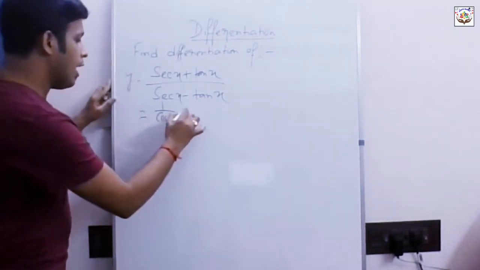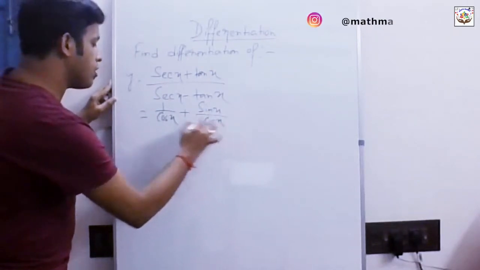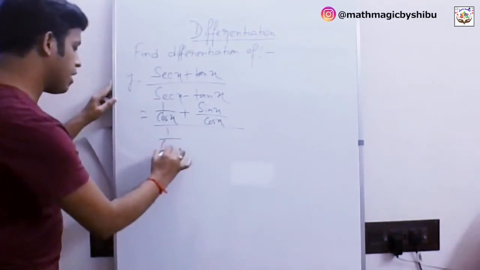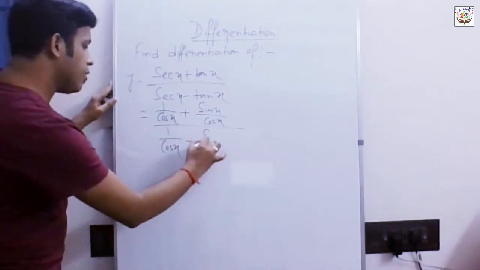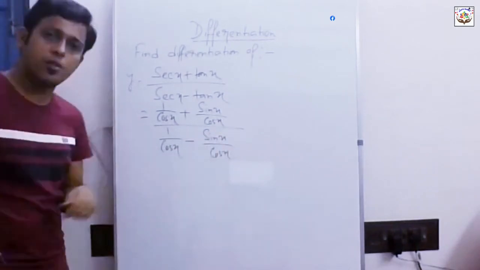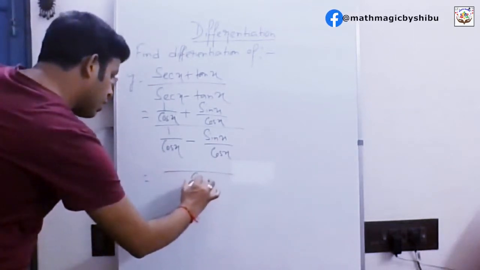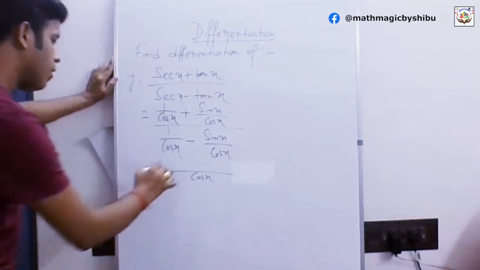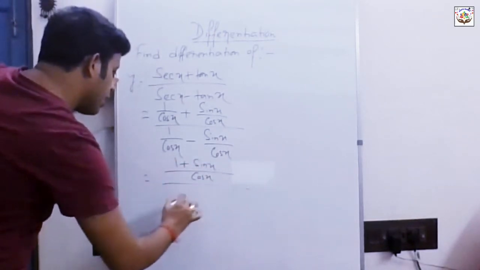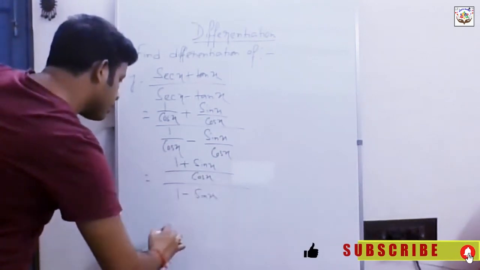From basic trigonometry we know sec x equals 1 by cos x, and tan x equals sin x by cos x. So in place of sec x I am writing 1 by cos x, and in place of tan x I am writing sin x divided by cos x. Now after the LCM, in the numerator we will get 1 plus sin x, and in the denominator we will get 1 minus sin x.